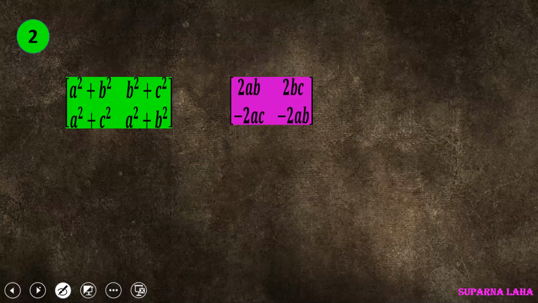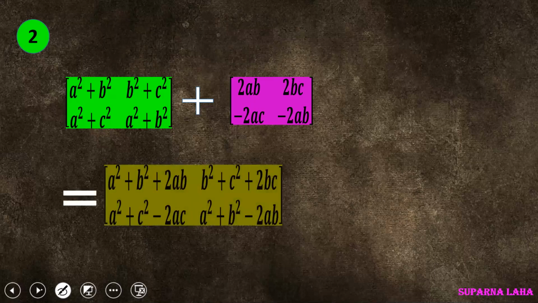So let's move to the next problem. Here these two matrices are given. Here we are not using values, we are using the variable form, that is a, b, c form. That is a square plus b square, a square plus c square, and c square plus b square. And the second matrix is given by 2ab, 2bc, minus 2ac, minus 2ab. Just add the corresponding elements. You will find this matrix.